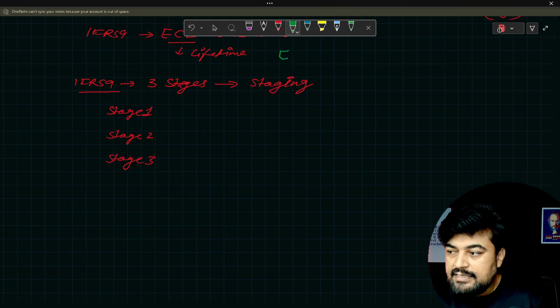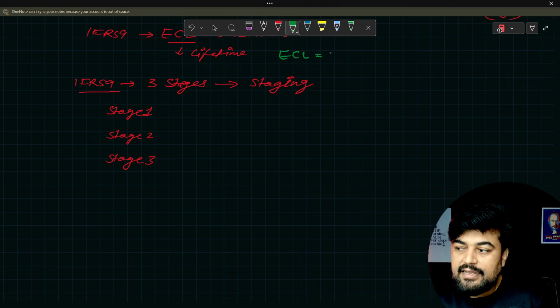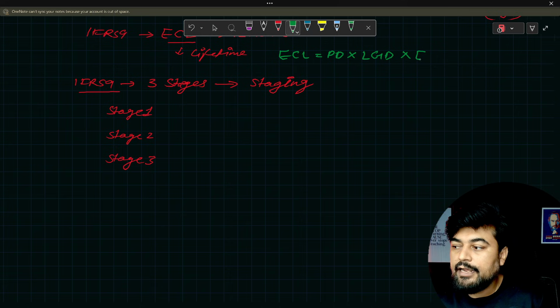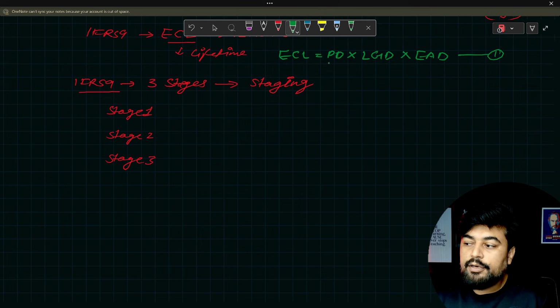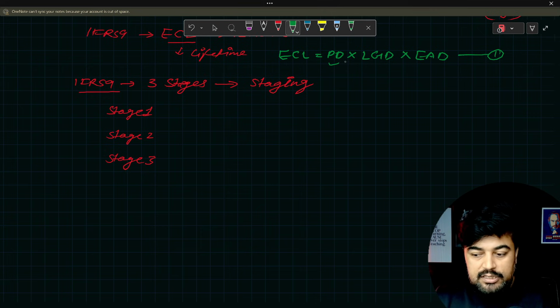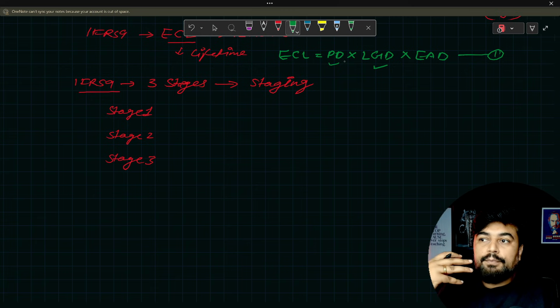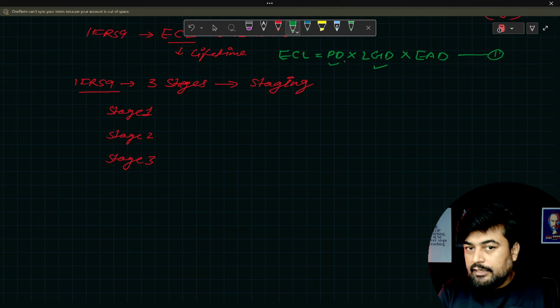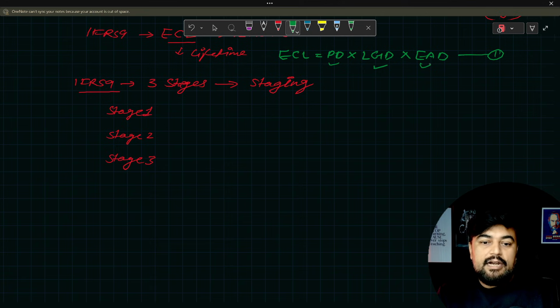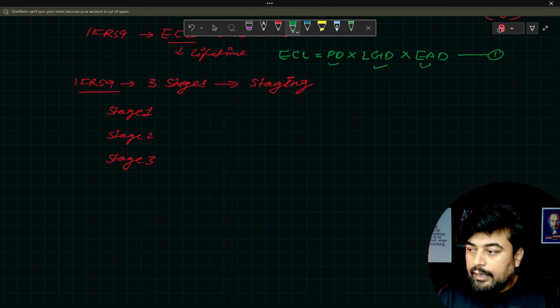For ECL, there is a formula. ECL equals probability of default (PD) multiplied by loss given default (LGD) multiplied by exposure at default (EAD). Probability of default: what are the chances that a person is going to default? LGD means loss given default at a particular point of time. What is the loss given the default? That is LGD. Exposure at default at any point in time, what is the exposure at default? That is known as EAD.